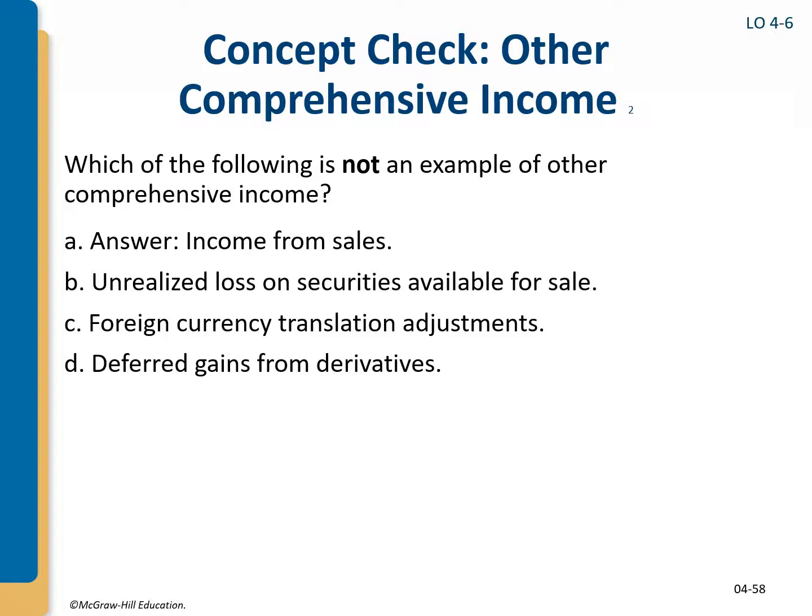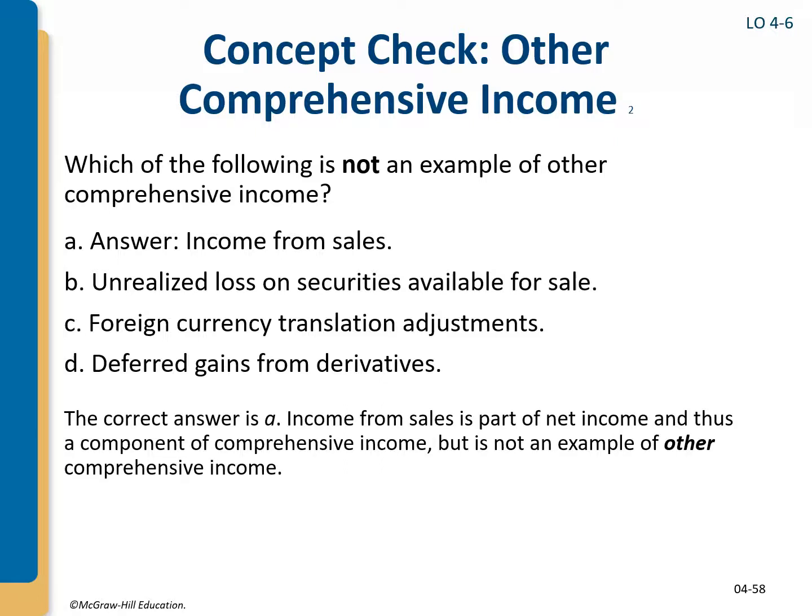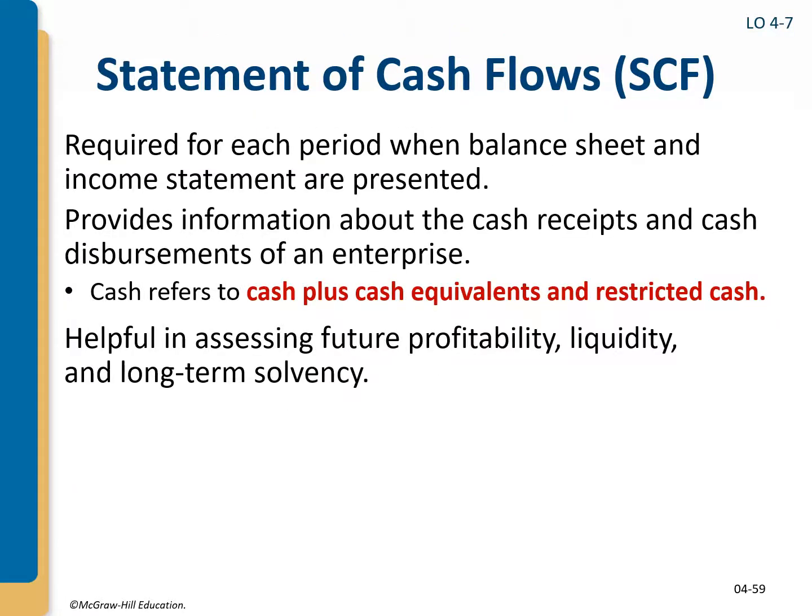Okay. So our answer is income from sales. That's part of our normal income statement, right? But all these other items are considered other comprehensive income. All right. So we're done with the income statement. We're done with comprehensive income.